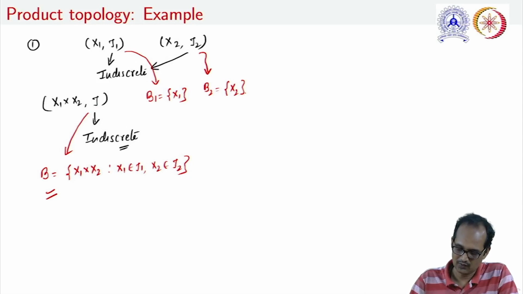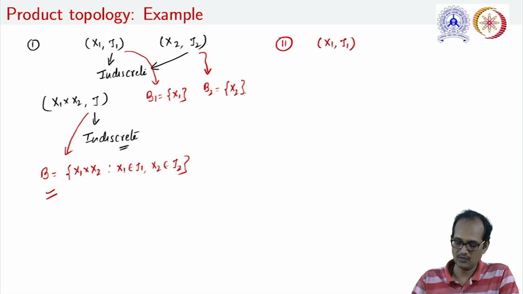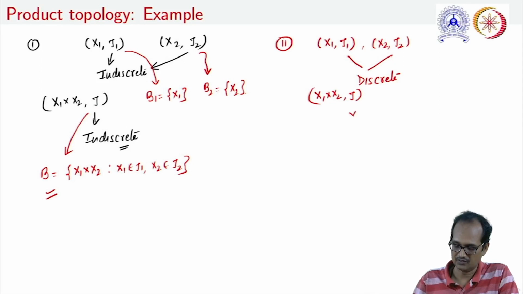Similar to this one, why not discuss discrete topology? Let us take two topological spaces (X1, tau1) and (X2, tau2), where tau1 and tau2 both are discrete. Question is whether this product topology is discrete. Answer is yes. This will also be a discrete topology.